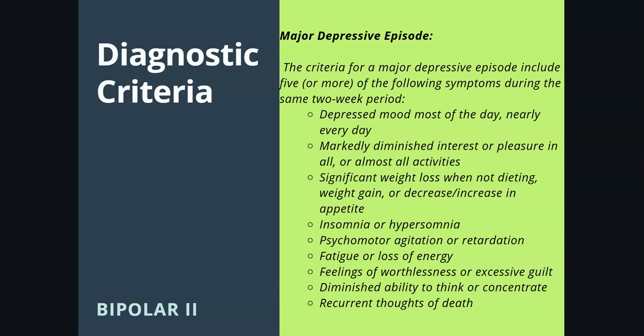The criteria for a major depressive episode include 5 or more of the following symptoms during the same 2-week period. And this is just a review because you guys have had this already. Depressed mood most of the day, nearly every day. They have the anhedonia, where they have diminished interest or pleasure in all or almost all their activities. They may have significant weight loss when they're not dieting, or weight gain, because either they're eating their feelings or they're too stressed to eat. So they can have a decrease or increase in appetite.